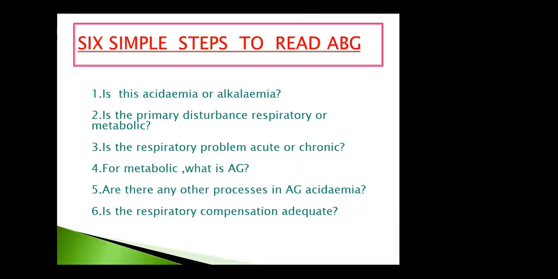Coming to six simple steps for reading ABG. Step number one: is this acidemia or alkalemia? Step number two: what is the primary disturbance, respiratory or metabolic? Step number three: is the respiratory problem acute or chronic? Step number four: for a metabolic disorder, what is the anion gap? Step number five: are there any other processes in anion gap acidemia? Step number six: is the respiratory compensation adequate?